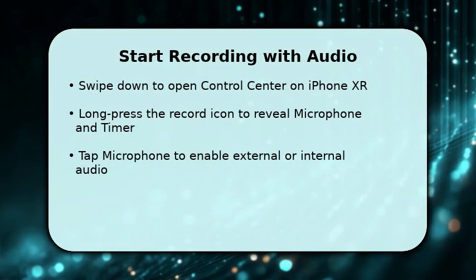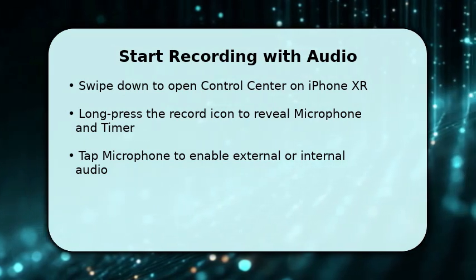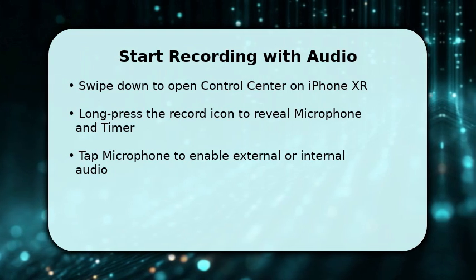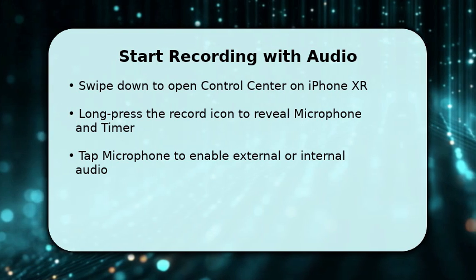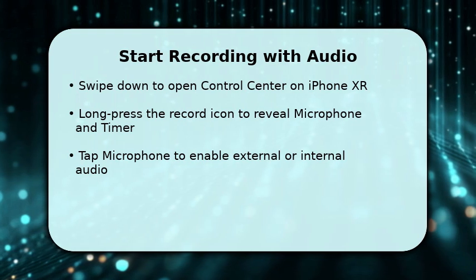You now launch the recorder. Swipe down from the top right to open Control Center. Press and hold the screen record icon until the menu pops up. This step reveals the microphone option and a countdown timer. Tap microphone on if you want to narrate, or leave it off for internal audio only.